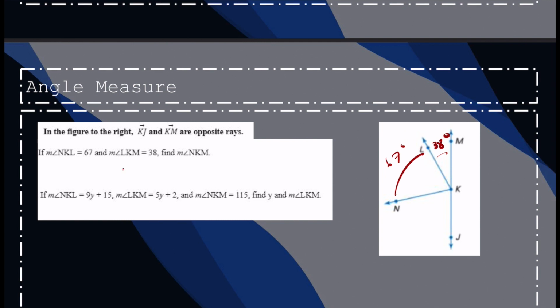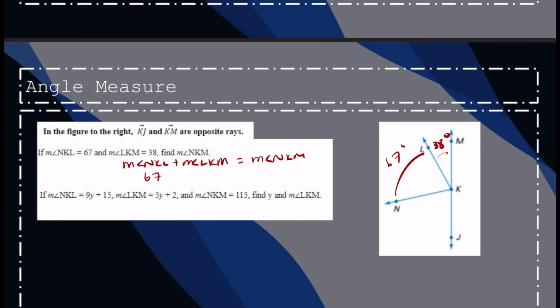So, I have measure angle NKL plus the measure angle LKM is equal to the measure angle NKM. And I'm going to start substituting things. So I know that NKL is 67, and I know that LKM is 38, and that's going to help me figure out what NKM is.